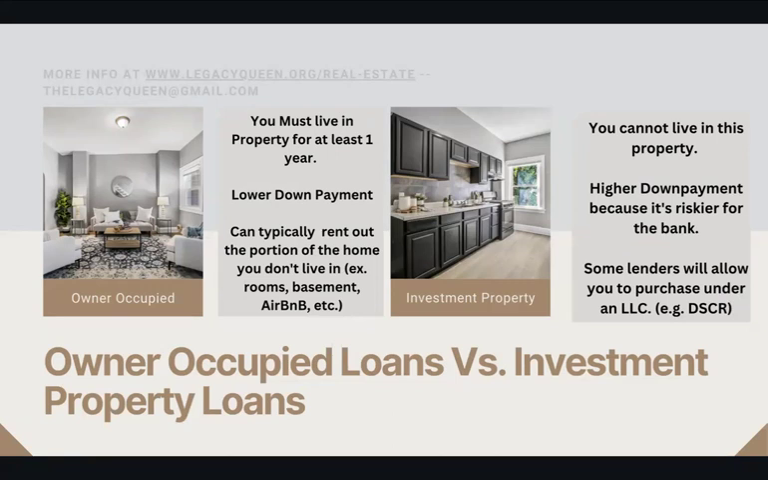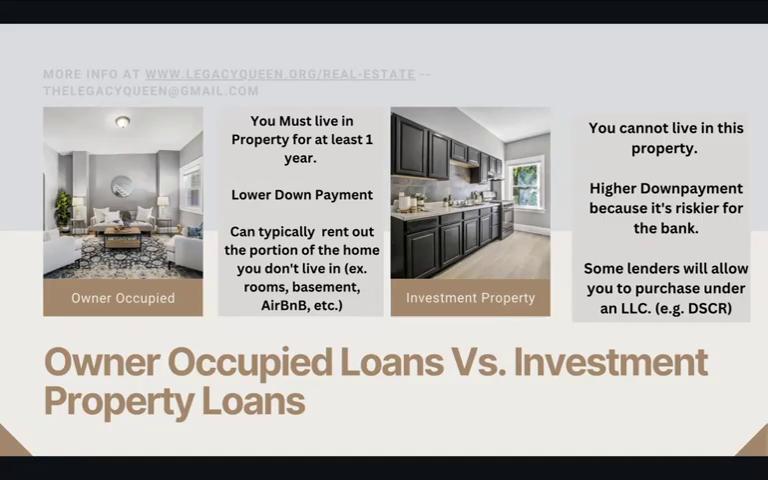That looks different if I'm going to live in the property. Then I can do a lower down payment, something like 3% of the property price. So if it's a $100,000 condo, I'm saying condo because I can't buy a house in my area for $100,000, 3% down on that is $3,000.